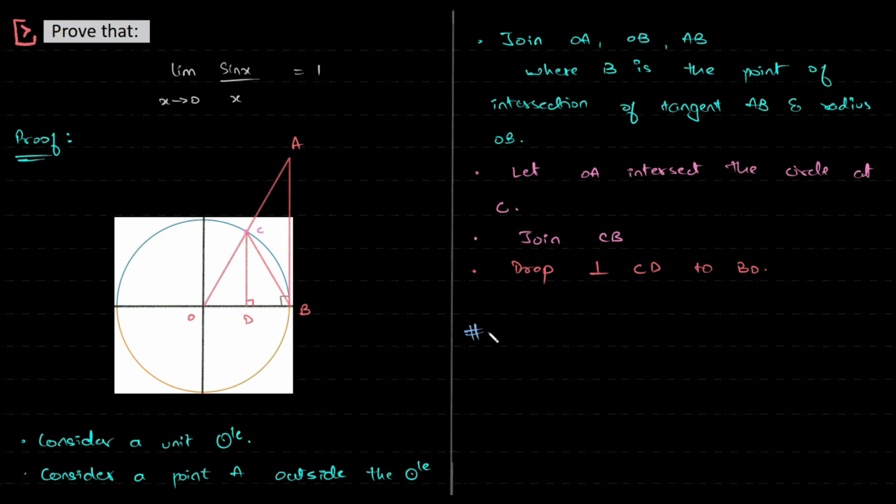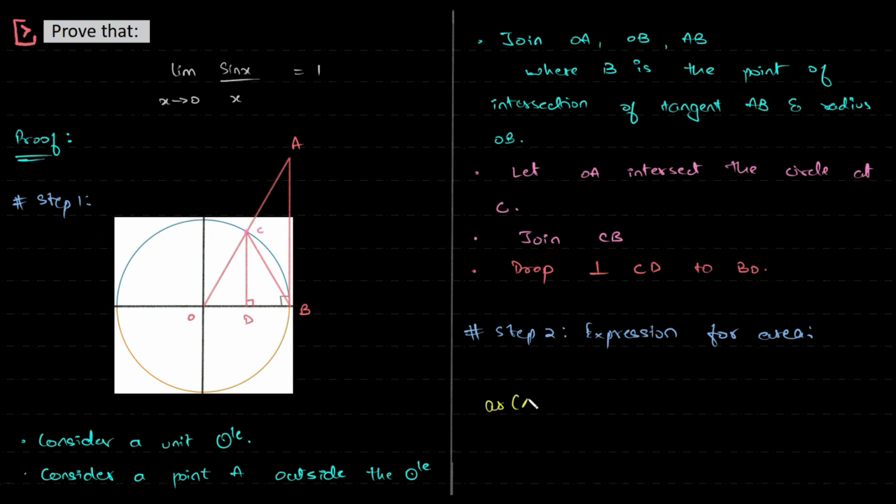So the proof will start with the diagram. That is your step 1, the diagram. Step 2 would be expression for different areas. So what are the possible areas? We have the area of triangle OBA, we have the area of triangle OBC, and the area of the sector OCB. So let me write those.